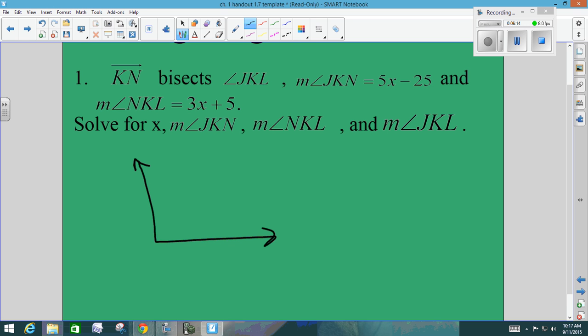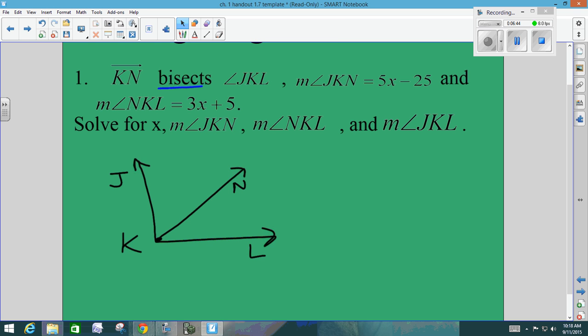If it's angle JKL, which letter is at the vertex? Okay, good. Doesn't really matter where you put J or L from there. Just pick a side. Ray KN is going to bisect this angle. Ray KN starts at which point? K, then it goes towards N. There it is.